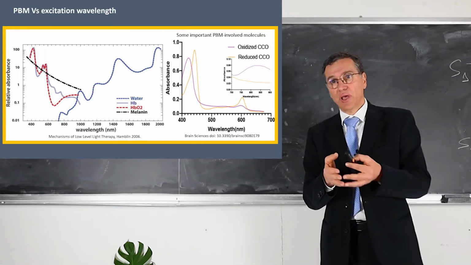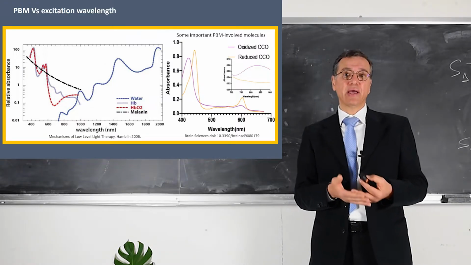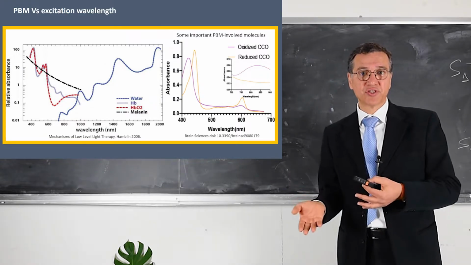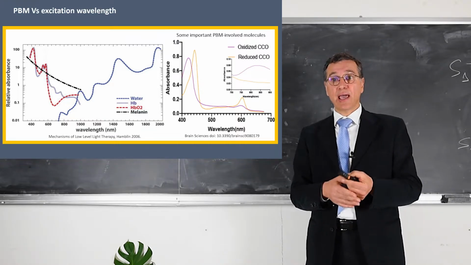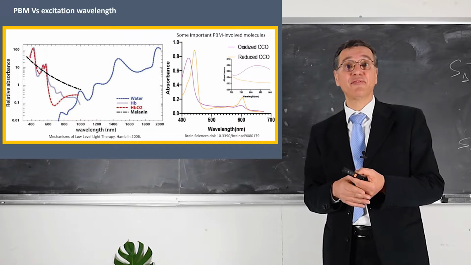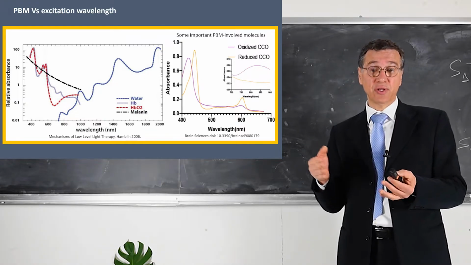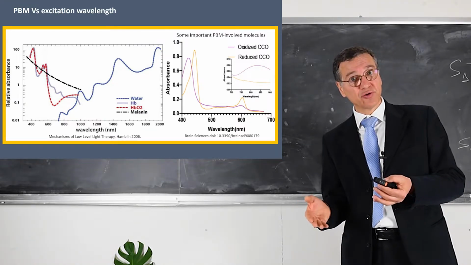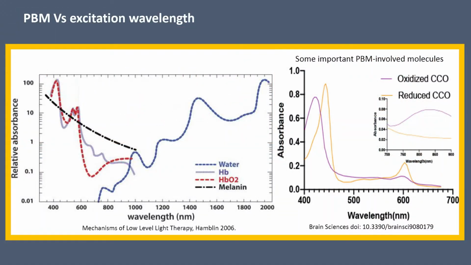So, for example, in the blue, there is a much higher absorption of the oxy and deoxyhemoglobin, and so to go deeper, we have to move toward the near infrared. But if we move too much into the near infrared, again, we have water. So we have a sort of, let me call it, optical window in the visible where we can penetrate more.